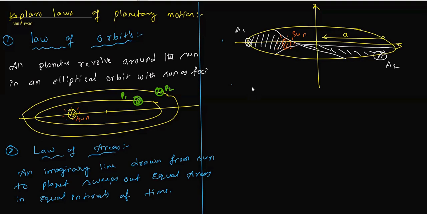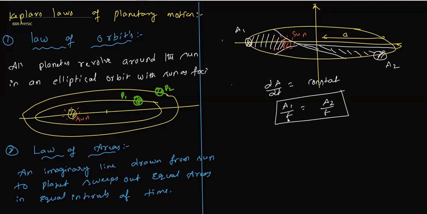So according to the law, dA by dt should be equal to constant. It means A1 by T should be equal to A2 by T. This is the law which we have to remember here. Equal areas in equal intervals of time. In the same time, the same area should be swept. That's why whenever it is close to the sun, it goes very fast. Whenever it's away from the sun, it goes slow. This closest position is called perigee. The farthest position is called apogee.